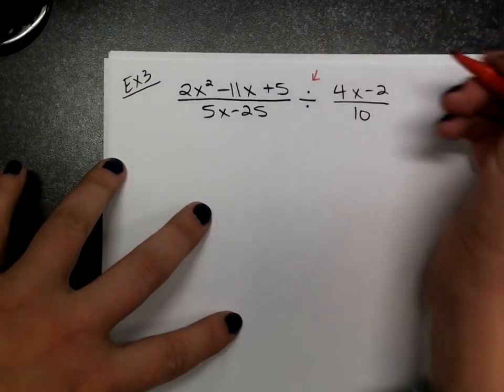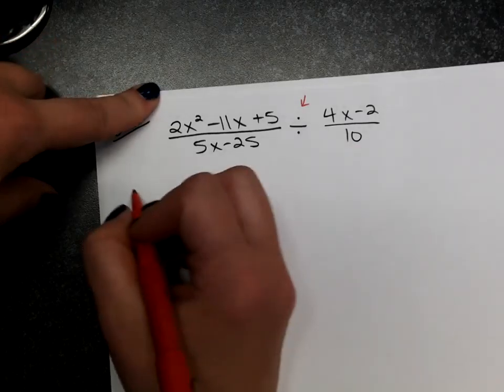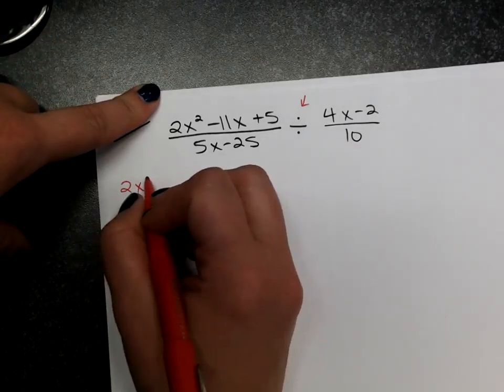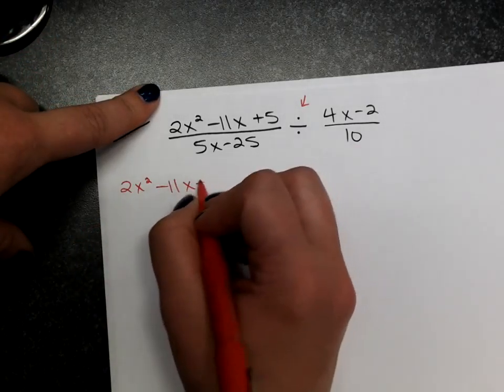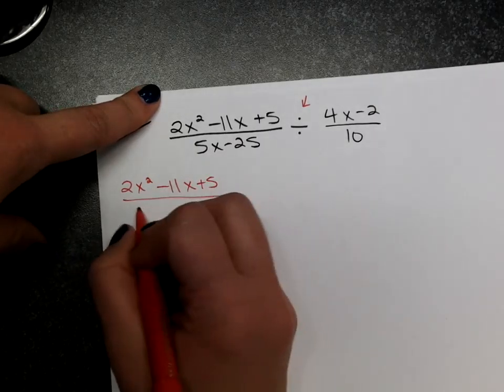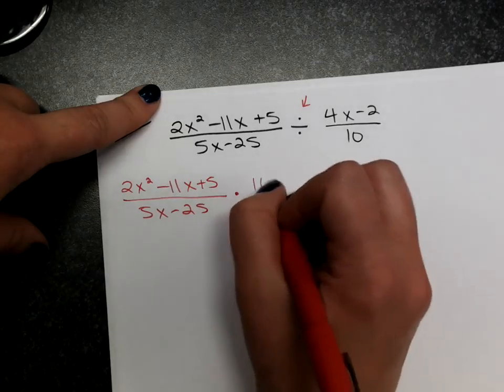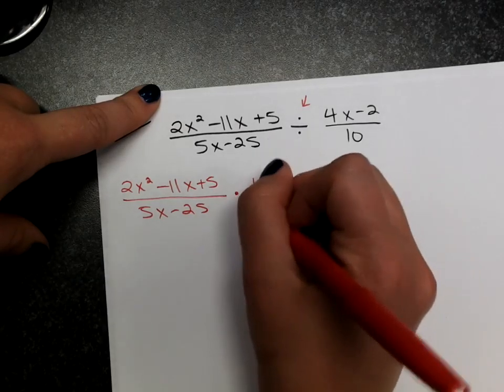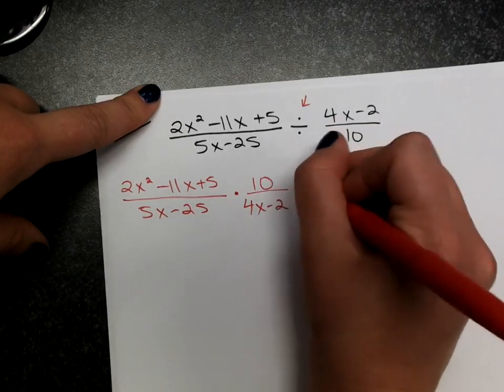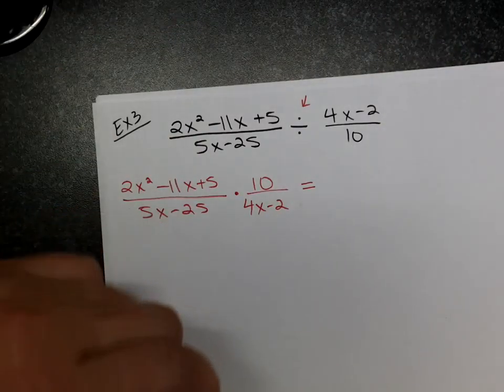I see that division, so I'm going to keep, change, flip. 2x squared minus 11x plus 5 over 5x minus 25, times, I'm going to flip it, 10 on top, 4x minus 2 on the bottom. Then I'm going to take it one piece at a time.